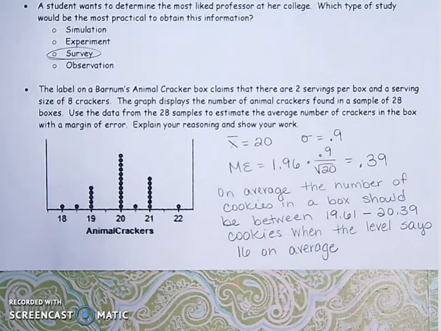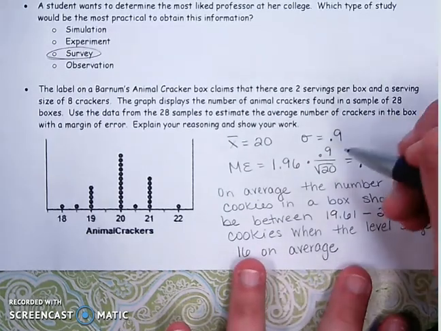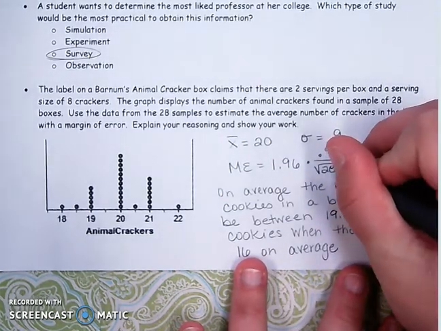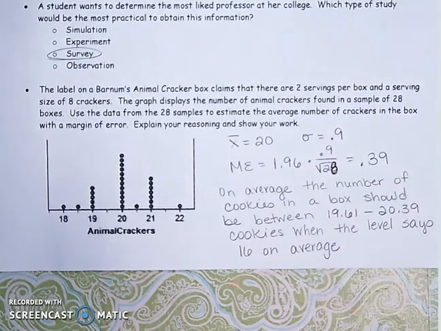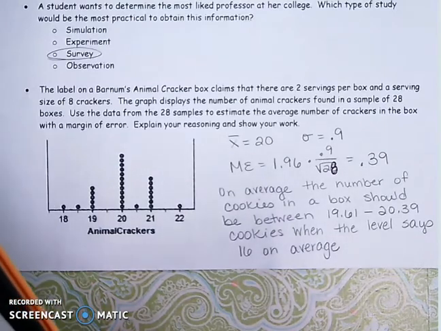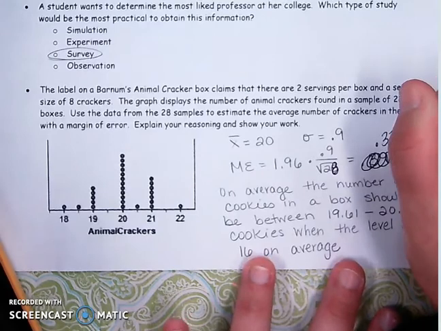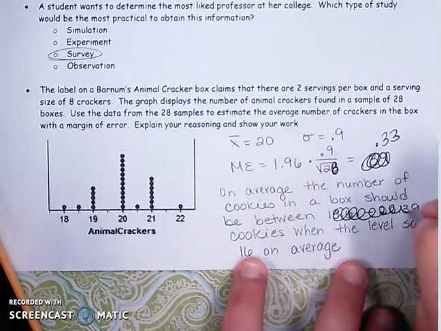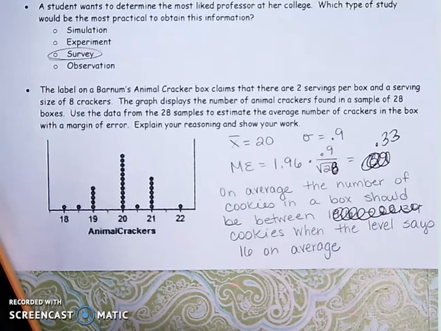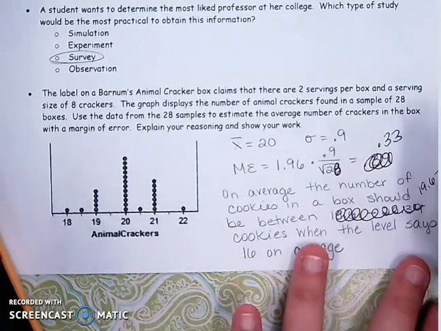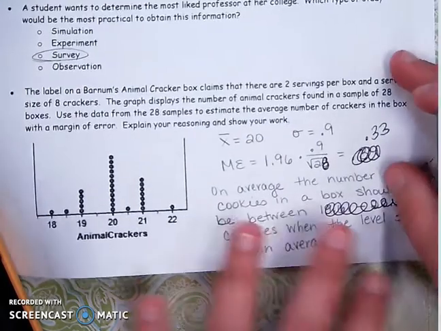Once you run your statistics, so remember stat over 1 and hit enter, your average is 20, your standard deviation is 0.9, and then your margin of error, again, I did this problem wrong, so forgive me, would be 1.96 times 0.9 over the square root of 28. Let me redo this math. 1.96 times 0.9 divided by the square root of 28 is 0.33. So that means on average, 20 minus 0.33 is 19.67, to 20.33 from adding the 0.33.